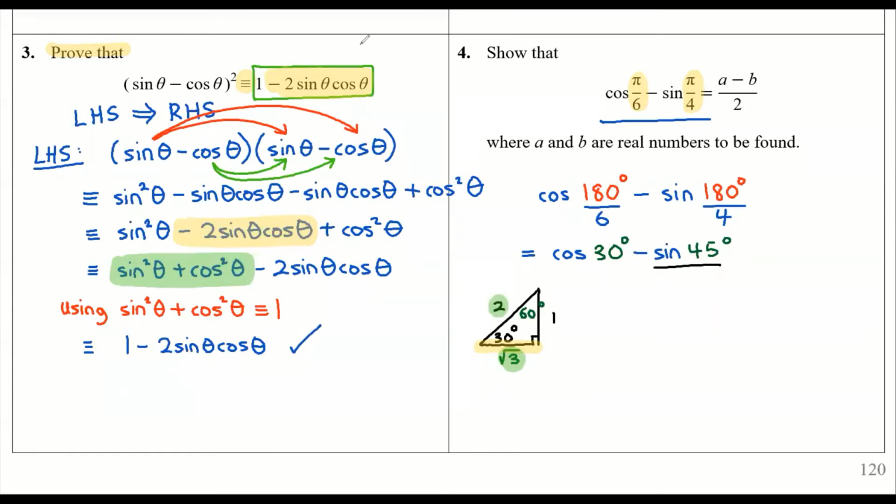All right, so that's in case you don't know these standard results. So this is going to equal √3/2, and then the sine of 45, which we've done already, was √2/2.